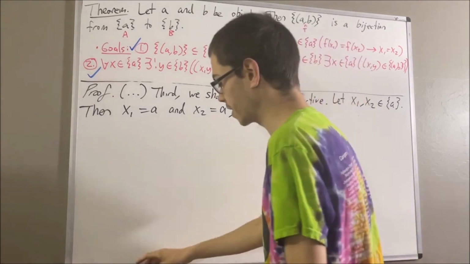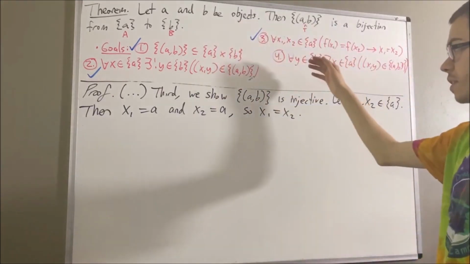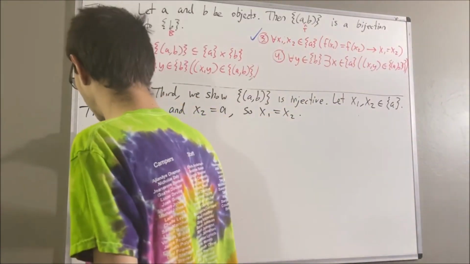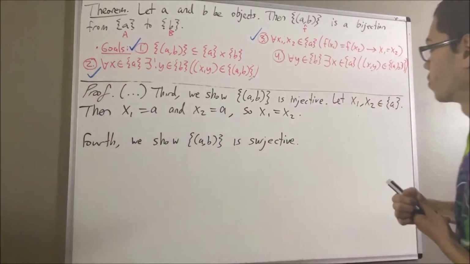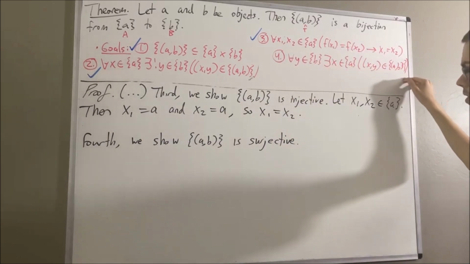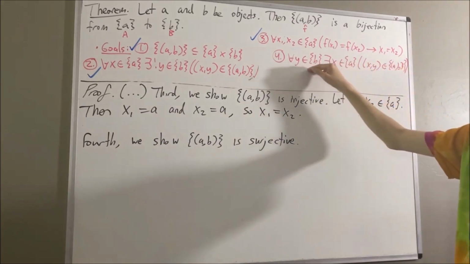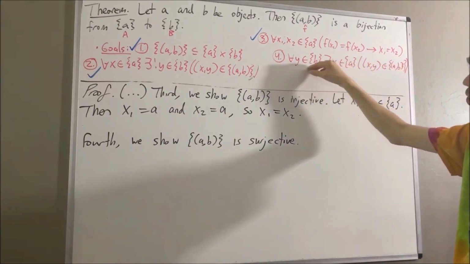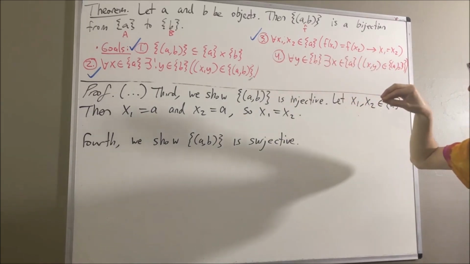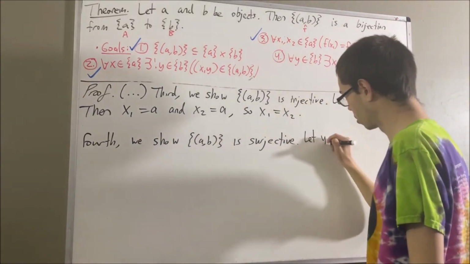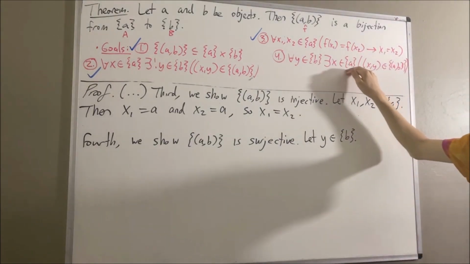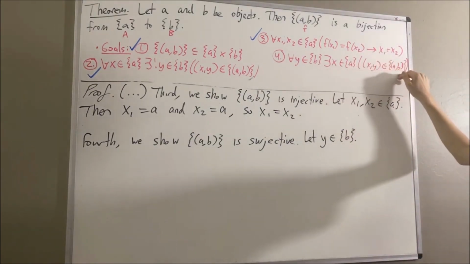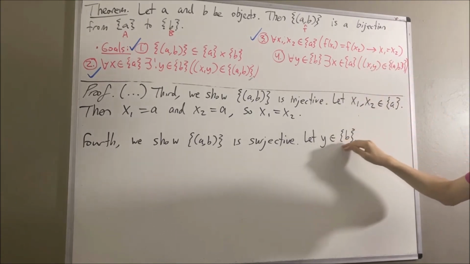And now, lastly, we're going to show that our set of ordered pairs is surjective, which means we're trying to prove that this statement is true. Notice we're trying to prove a statement about every element in the singleton set of B, so give me an arbitrary element of the singleton set of B. I'll call it Y. Our whole goal is to find an element in the singleton set of A which satisfies this condition.